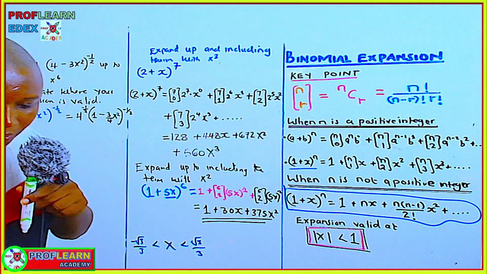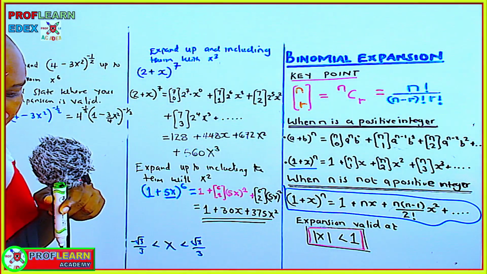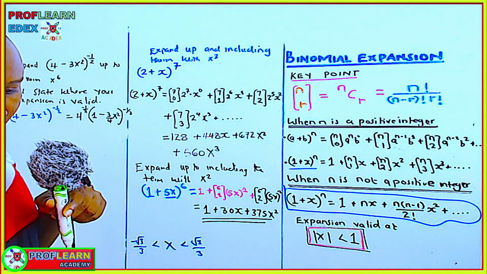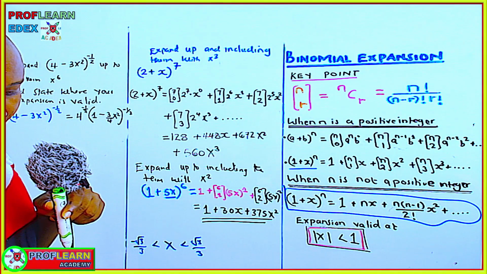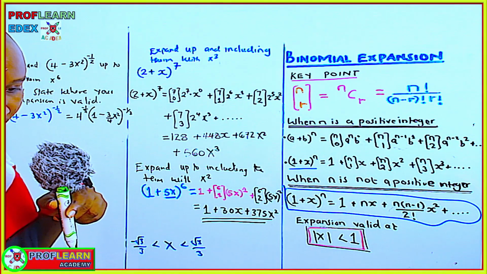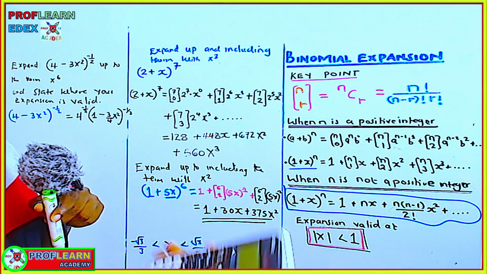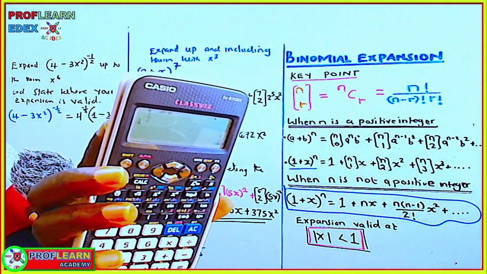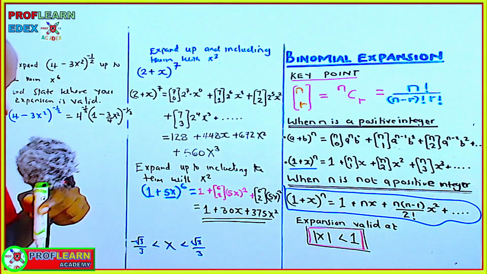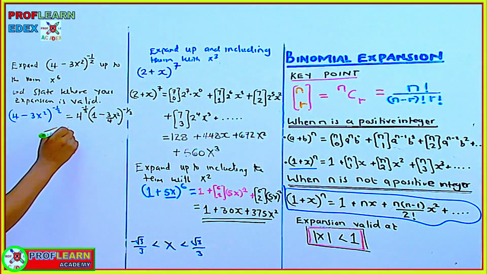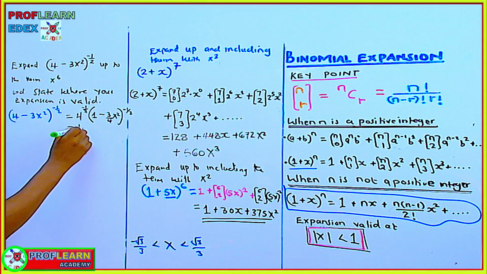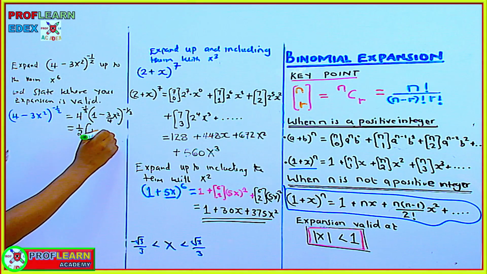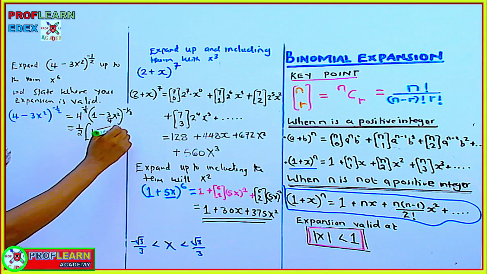And what is 4 raised to power -1/2 equivalent to? 4 raised to power -1/2 is equivalent to a half. Yes. So meaning this term that we have here is half. So we can say this is going to be 1/2 into bracket 1 minus 3/4 x squared raised to power -1/2.